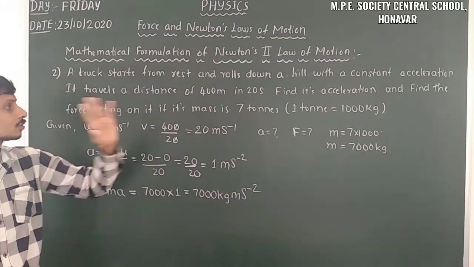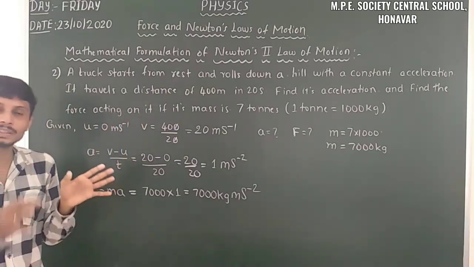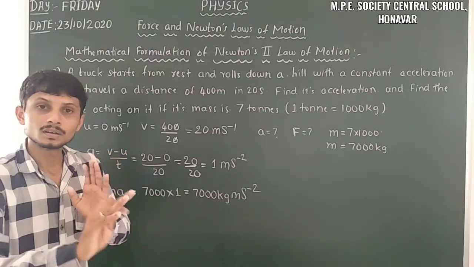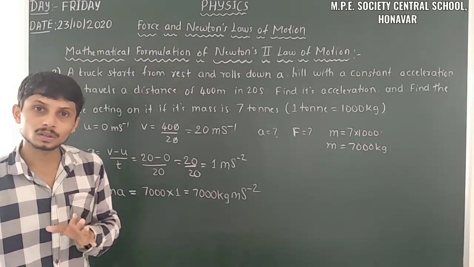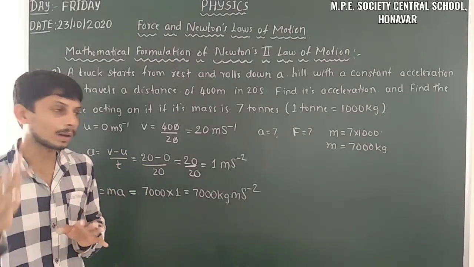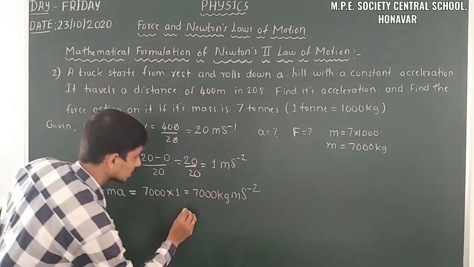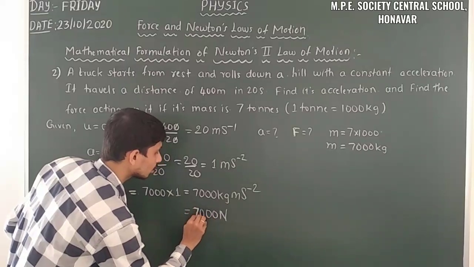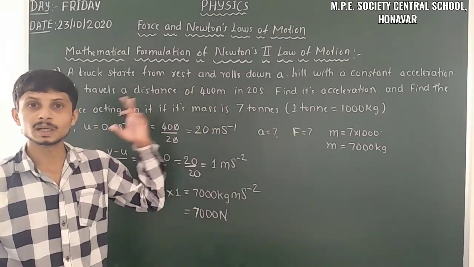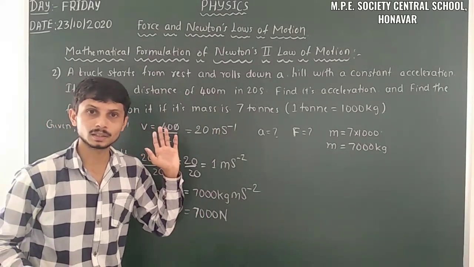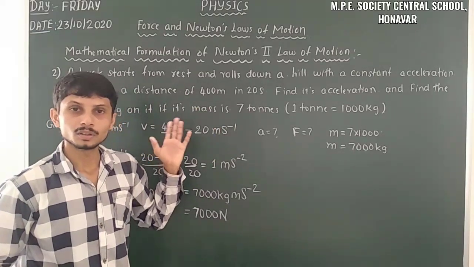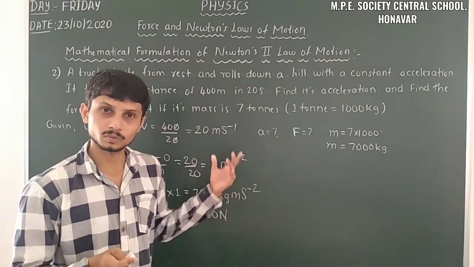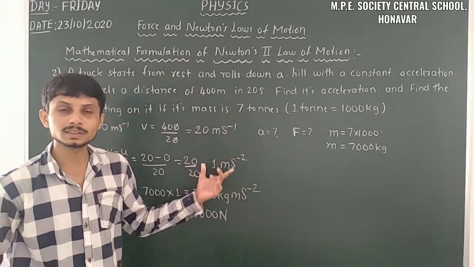So we found out the force acting on it. That means initially it is in the rest state. So when you have to move this truck, there you have to apply 7000 Newton of force to this mass or to this truck. So these are the formulas we can use while solving this problem.